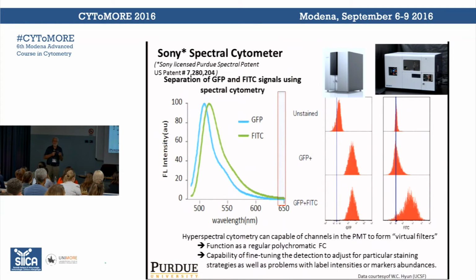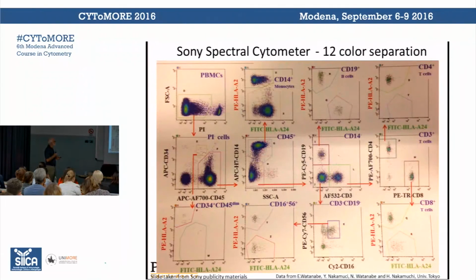So if you apply spectral analysis to that, these have different properties at different places, and so you can separate them. This was, as I said, done on the Sony spectral machine by Bill Hoon. This is also work from Sony, from someone in the Sony, showing they've done 12-color separation, again, using that same 32-channel PMT.